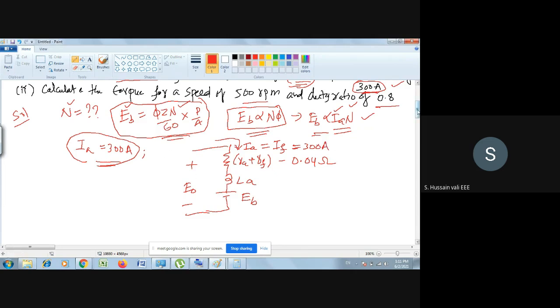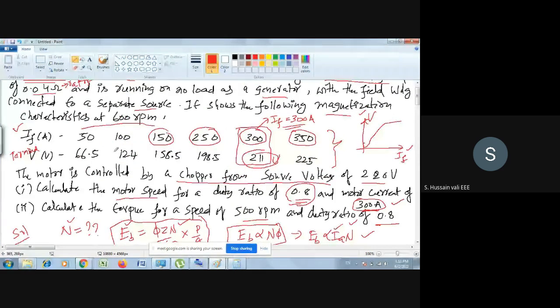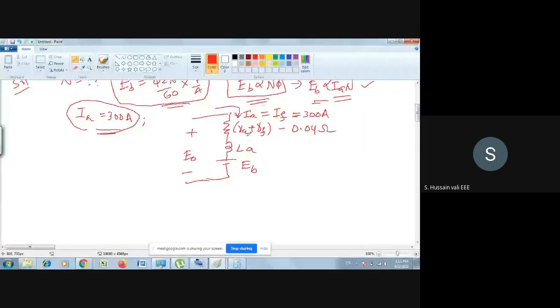Then, at IF equal to 300 ampere, what is the terminal voltage from the magnetization characteristics? It is 211 volts. What is the terminal voltage in the sense? The voltage here is 211 volts, which means E naught. So we got this voltage as 211. Then what is the relationship between terminal voltage and EB?